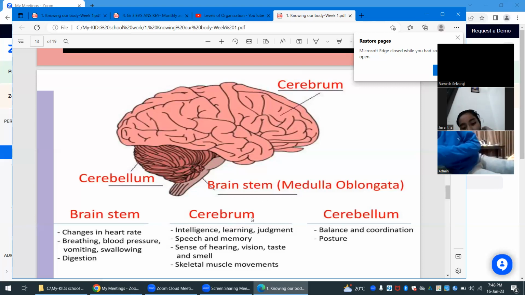Then you see here, cerebrum. Cerebrum is the biggest part. This cerebrum only, it helps us to learn something and to be intelligent also. This cerebrum, this is the biggest part. So we need to be too much intelligent, right? So cerebrum also, it is the biggest part.